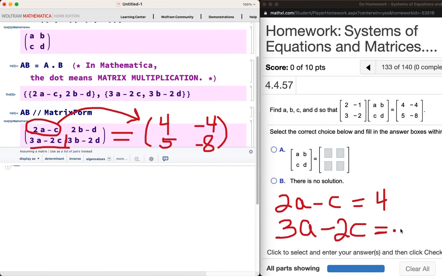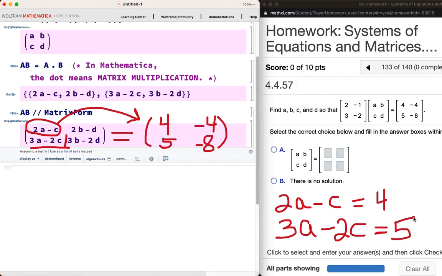3a minus 2c is equal to 5. 3a minus 2c is equal to 5. Excuse me. Let's just ignore the phone. Could someone pick up the phone?